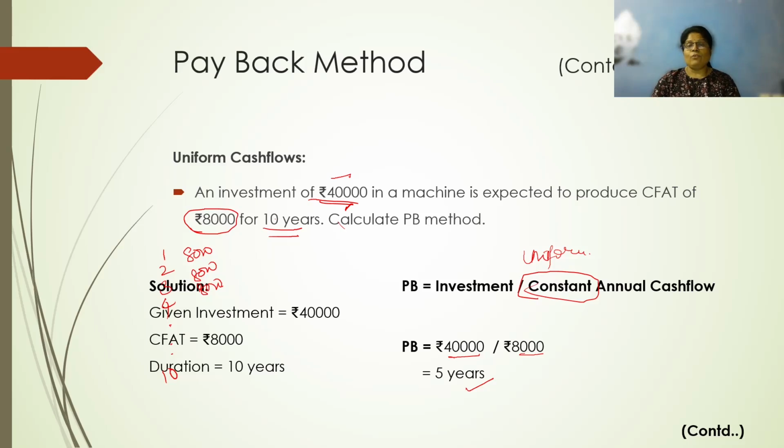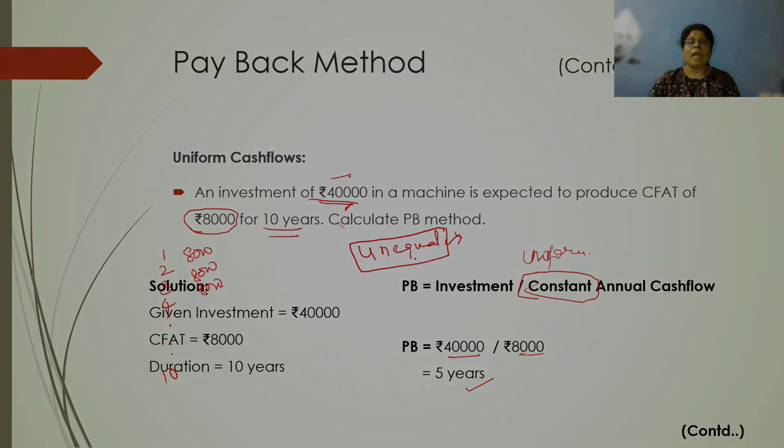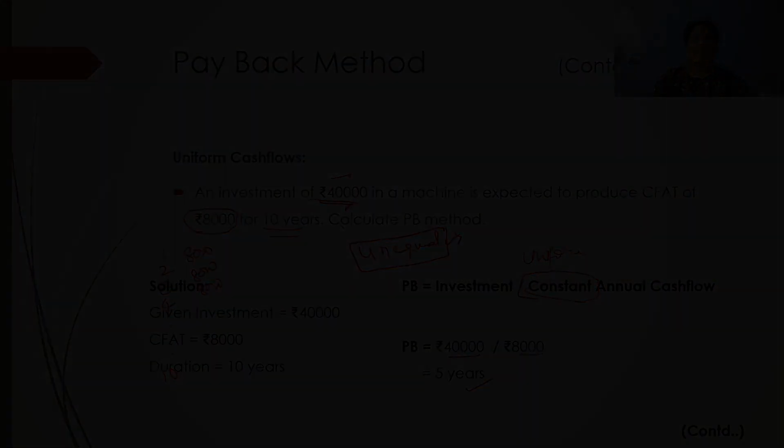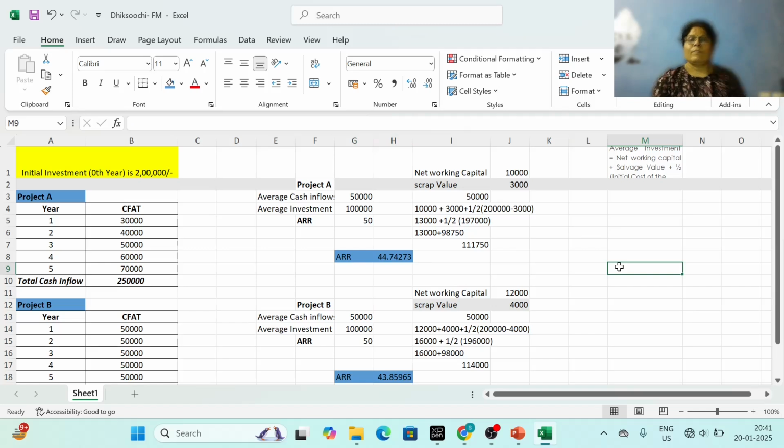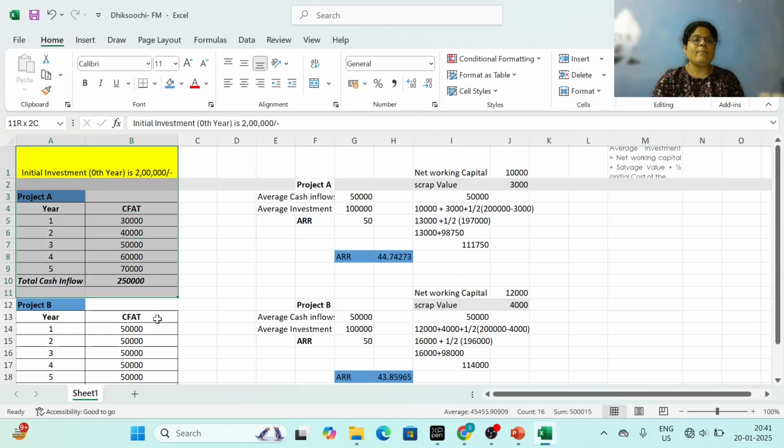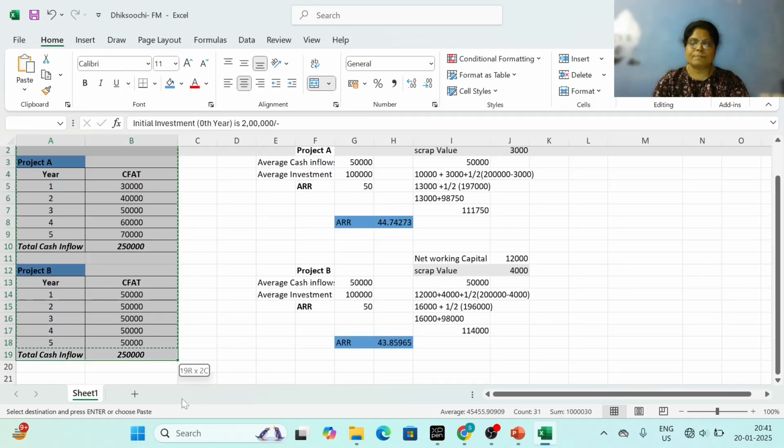If the cash flows are uneven or unequal, then we are going to use the other method. What is that method? Let us see how we can calculate it by using the same problem which we used for average rate of return. Yes, this was the problem we have done. Same problem I am copying to calculate for the payback method.